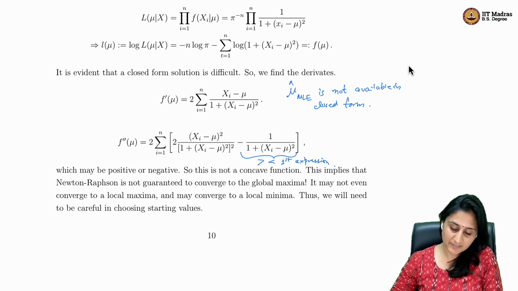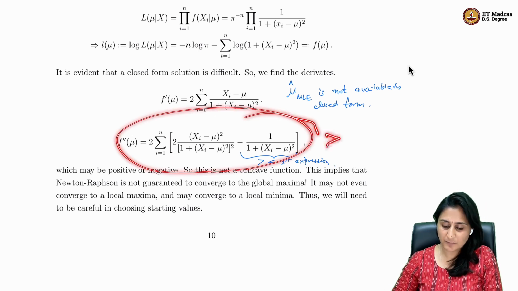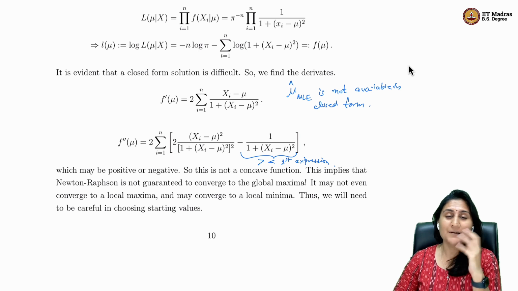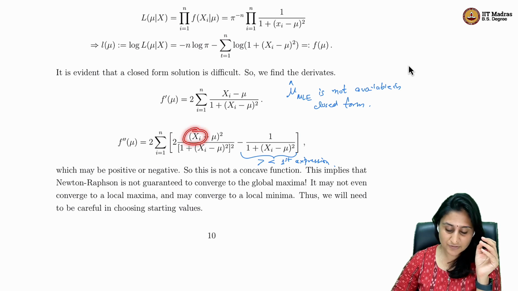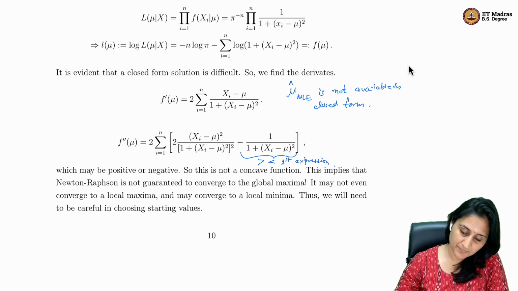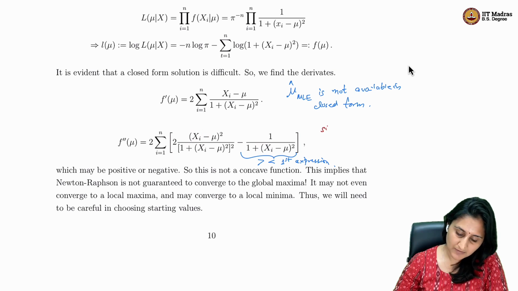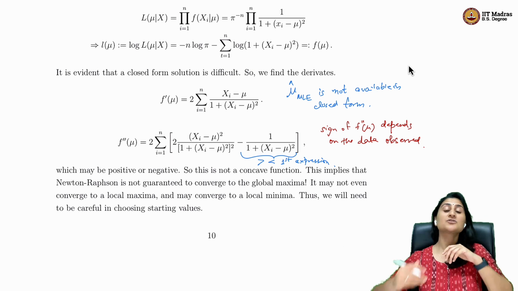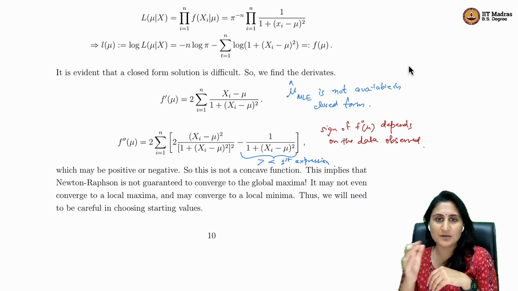What I'm trying to say is that this whole thing can either be positive everywhere or negative everywhere, or it can be positive and negative in different parts. But the key idea is that it's a function of xi. So the sign of f double prime of mu depends on the data observed. Now notice this was not a feature we saw in the gamma likelihood.